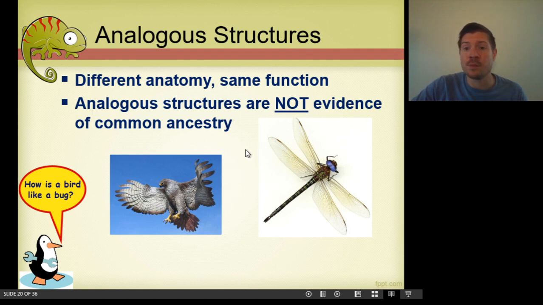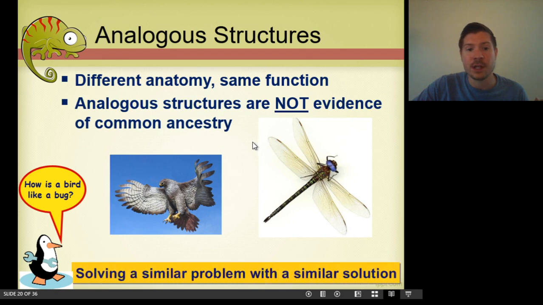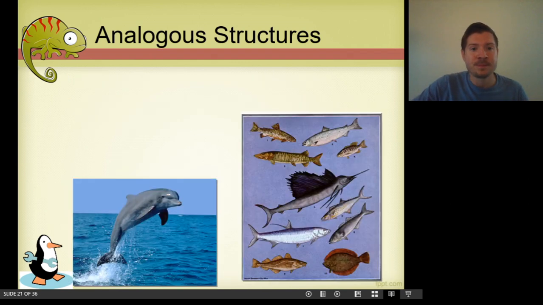Flight has evolved multiple times in Earth's history. So it's not that birds and insects are closely related because they both have wings. These are analogous structures. They are not evidence of common ancestry. It's like solving a problem with the same solution. Problem of flight solved with wings. Doesn't mean you got the wings from the same ancestor.